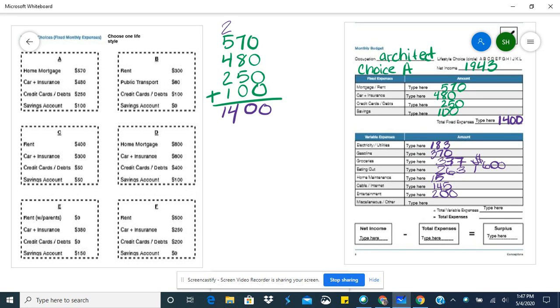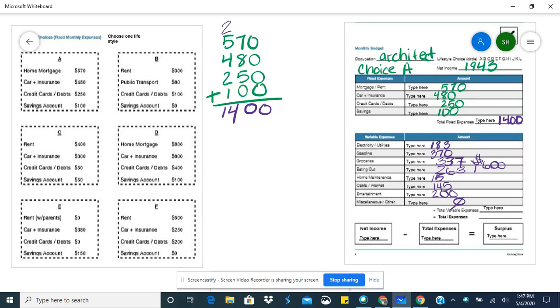Miscellaneous and other, you should really put something, whether it be new cell phone, things like that you may be buying monthly, getting your nails done. But I tend to not do that stuff. So I'm going to put 0 for that number.